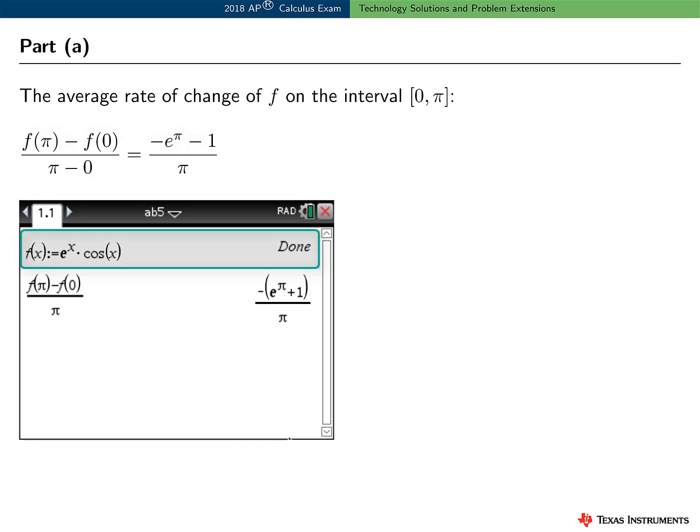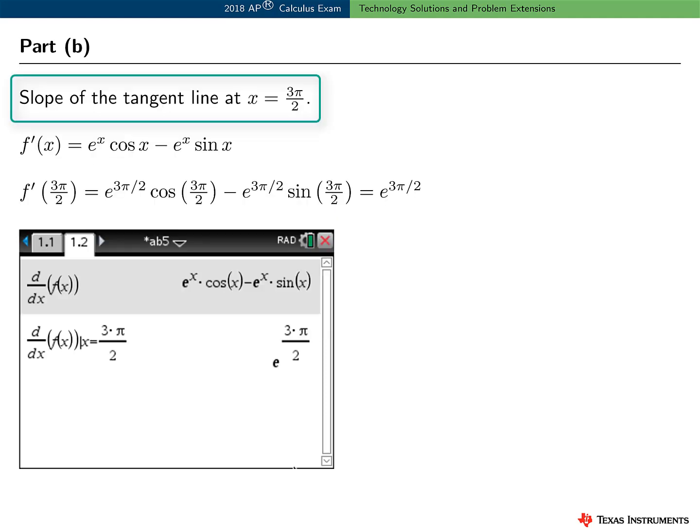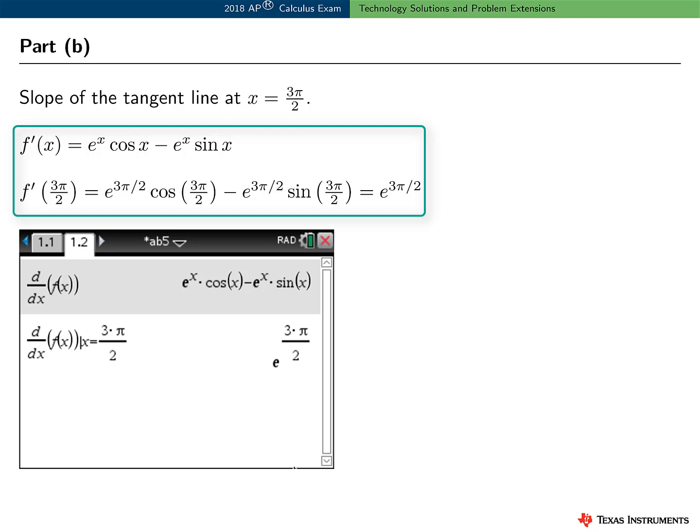Well, this is pretty straightforward using the TI-Nspire. I defined the function f, and then I simply computed the difference quotient. Note that since I'm using a CAS version, I have the exact symbolic answer. That's pretty cool. In part B, we need the slope of the tangent line at x equals 3 pi over 2. Well, here's the answer presented in the scoring guidelines.